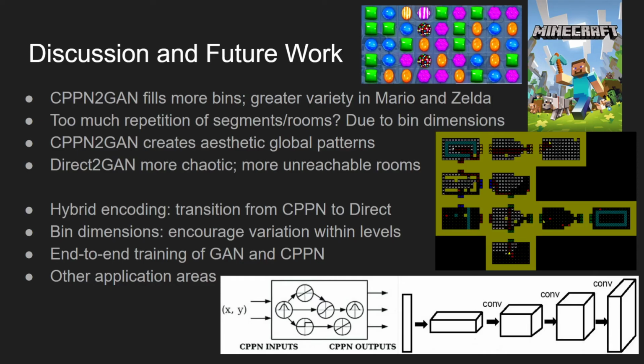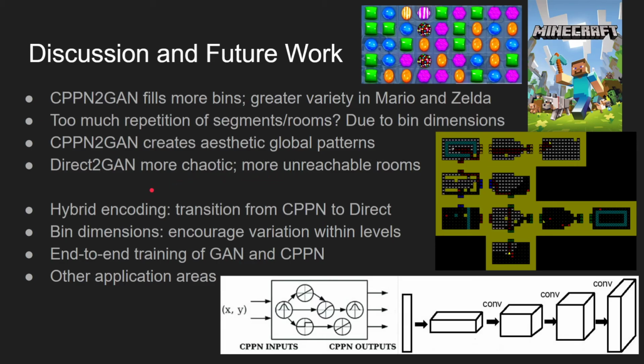And in fact, if you have a target, say, water percentage or a target decoration frequency, an easy way to achieve that is to make one segment or chunk match that and then repeat it everywhere. However, I will say that some preliminary experiments show that if you have bin dimensions that explicitly look for variation within the dungeon, then CPPN-to-GAN can enforce that as well. Either way, CPPN-to-GAN is creating much more aesthetic global patterns in contrast to direct-to-GAN, which has more chaotic layouts and, in the case of the dungeons, more unreachable rooms.